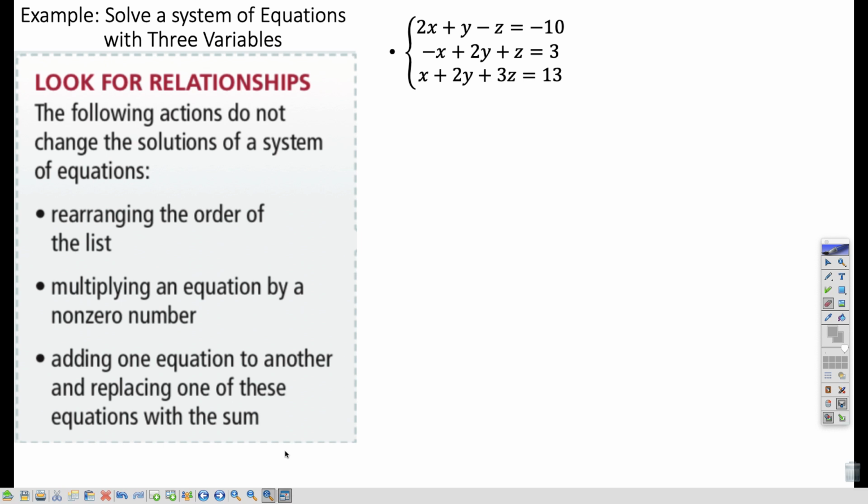So what we are going to do is use the fact that we can rearrange any row or any equation. We can multiply any equation by a non-zero number. And we can add two equations together and replace one of them, the second one. I'll talk more about that. And the goal of doing this is when we're done, we want to have something.